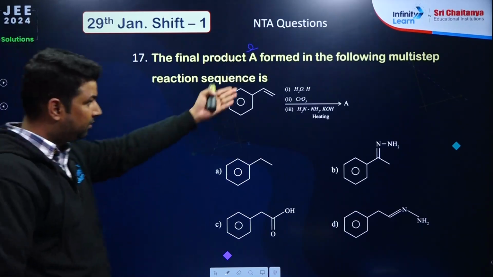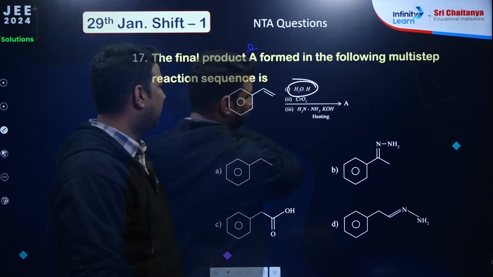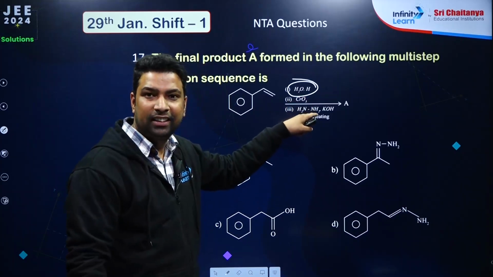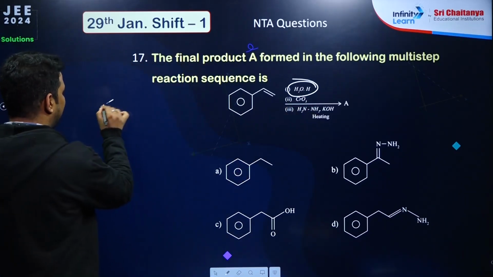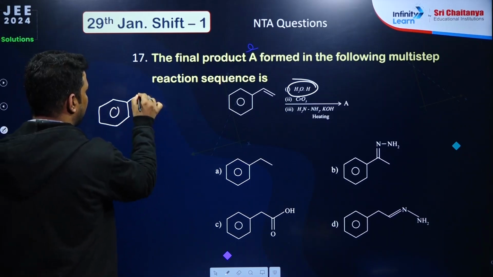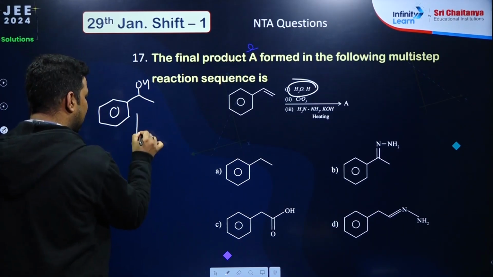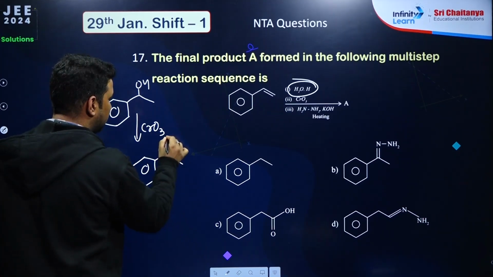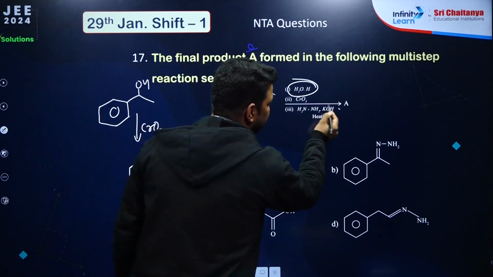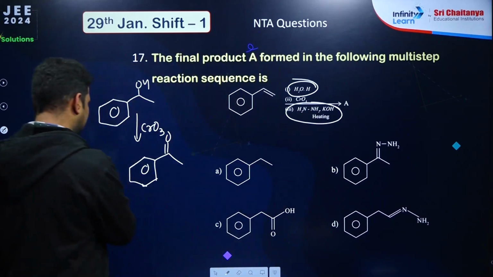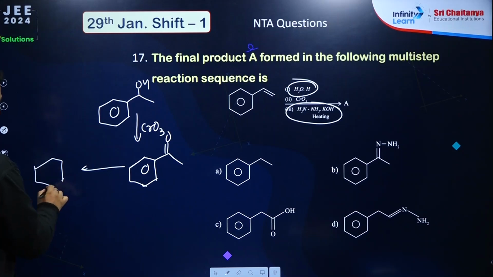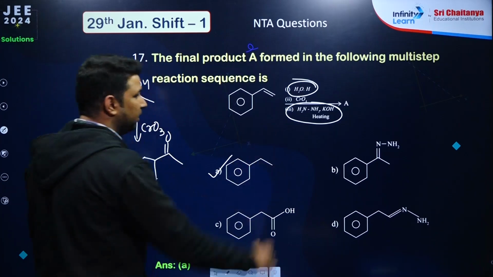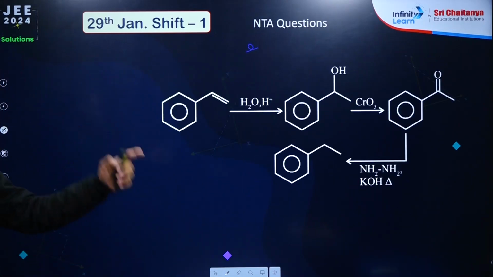It is again a sequential reaction. Water with H plus, alkene will convert into alcohol. Then CrO3, Collins reagent, is the oxidation. So the first step will be like that, OH, then CrO3, Collins reagent, and after that Wolff-Kishner reduction. So this will convert it into alkane. The CO group is converted into CH2. So which option will be correct? Your option A. So A will be your right answer, and this is the chain of reaction.